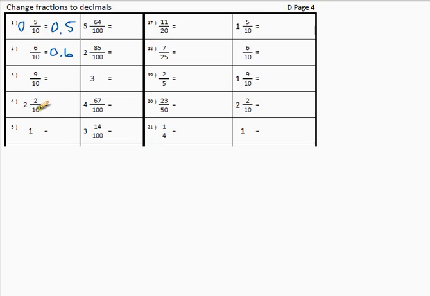Okay, let's just check. What do you think that one will be? There is a whole number of 2. 2.2. Okay. Now what do you think this would be?